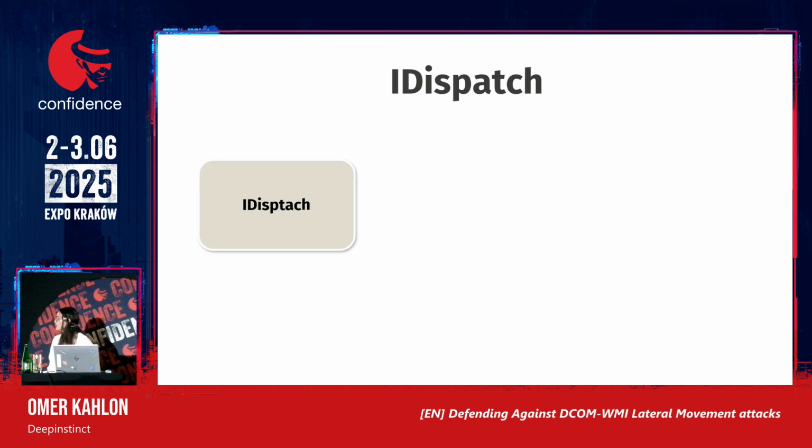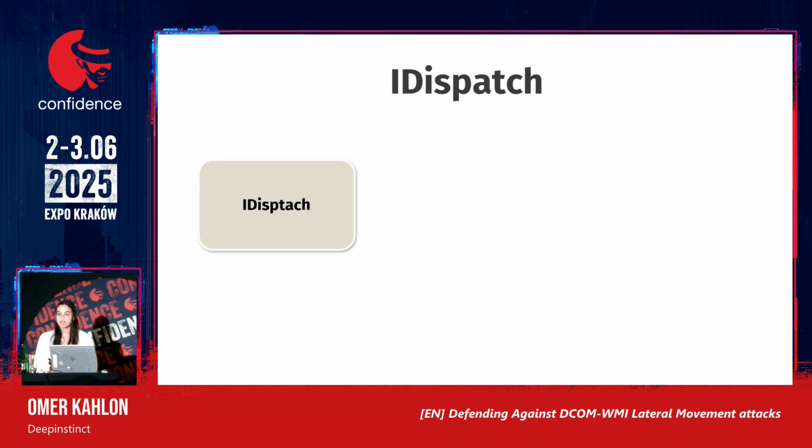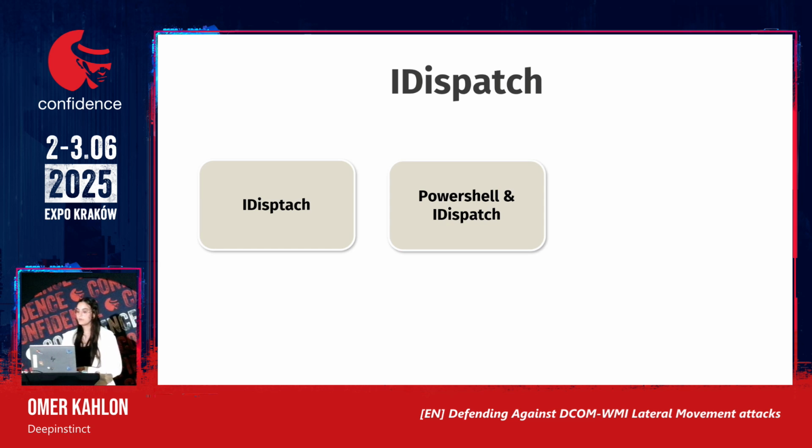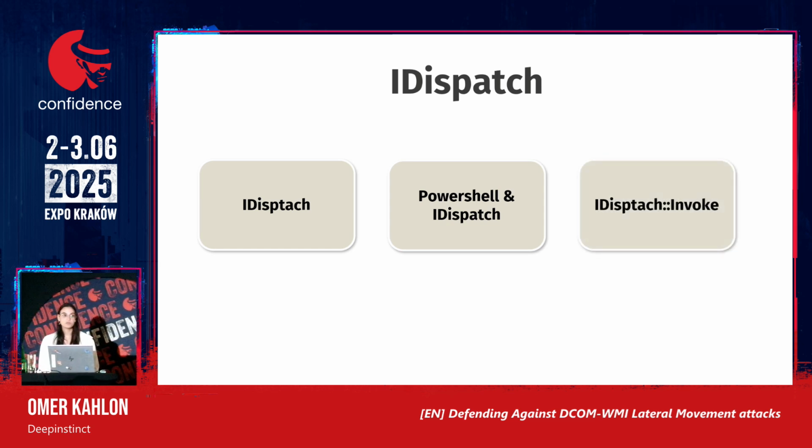IDispatch is a key interface that enables script languages to interact with COM objects. Many interfaces implement IDispatch, so they can be used from different languages. IShellDispatch2 also supports IDispatch and invokes its ShellExecute method with IDispatch::Invoke. IDispatch::Invoke is used to call a specific method on a COM object.